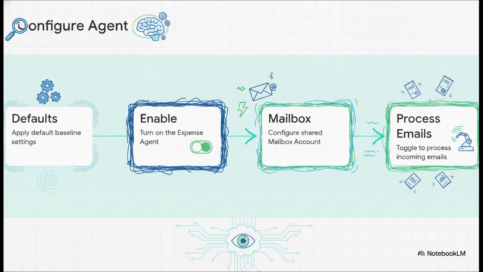Third, and this one is absolutely critical, you need to configure the shared mailbox account that the agent is going to monitor. And finally, just toggle Process Incoming Emails with Receipts. By following that exact sequence, you are literally awakening the AI, giving it permission to scan that designated inbox and automatically process any incoming emails that have employee receipts attached.